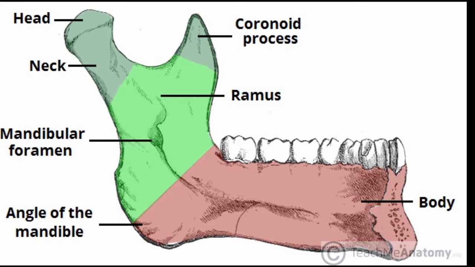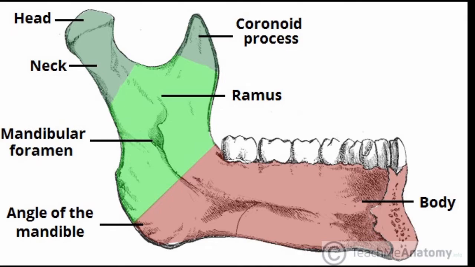So we've talked about the four muscles of mastication. The medial pterygoid, the masseter, and the temporalis are the muscles which elevate the mandible or close the mouth, and the lateral pterygoid is the muscle which opens the mouth or depresses the mandible. The lateral pterygoid is also responsible for side-to-side movements.